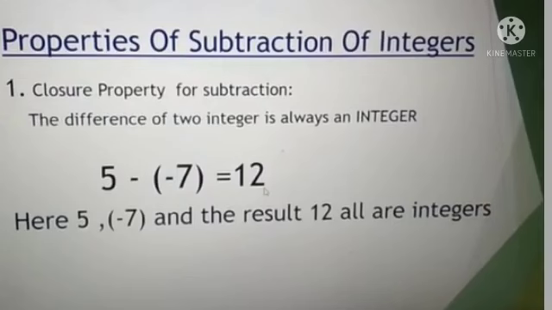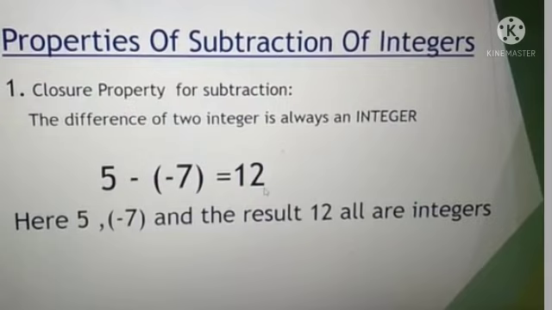And the next one is properties of subtraction of integers. When we subtract an integer, what will happen? Okay, let's see the first one, the closure property for subtraction. The closure property says that if you subtract two integers, our answer will also be an integer.